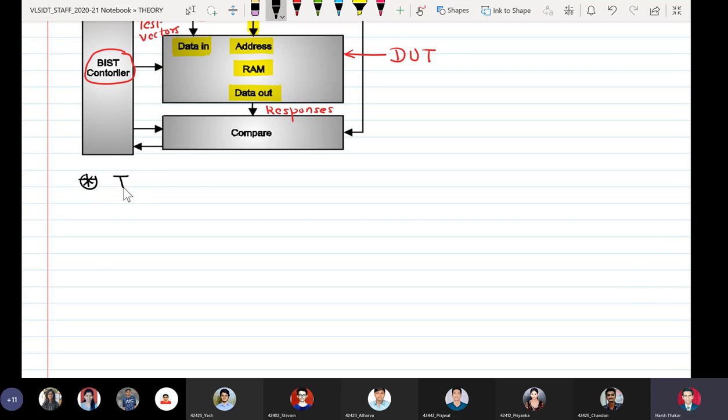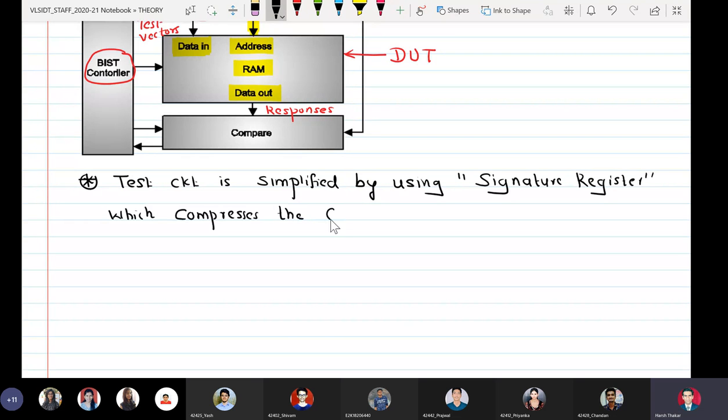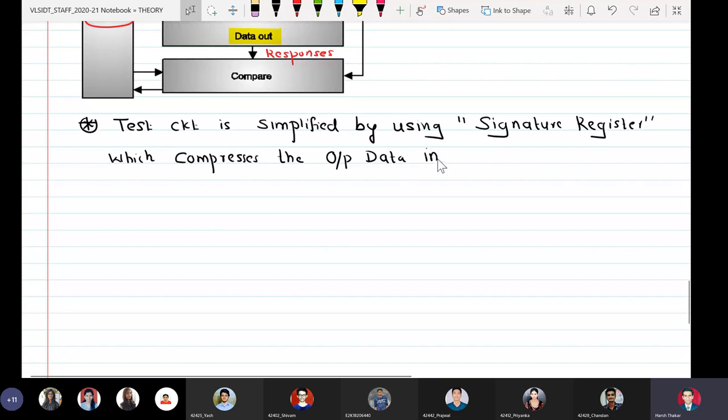The test circuit is simplified by using a signature register, which compresses the output data into a short string of bits called a signature.